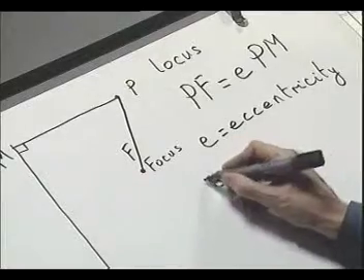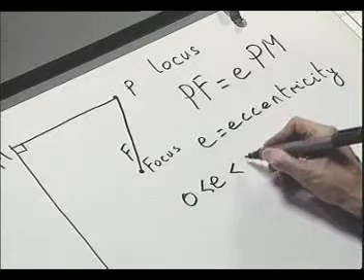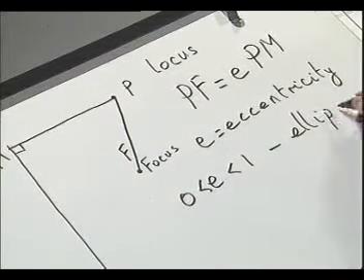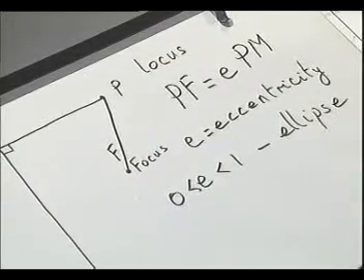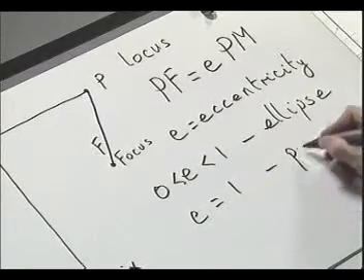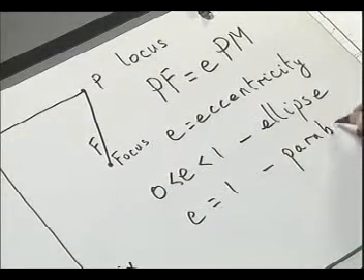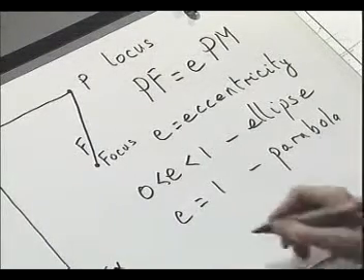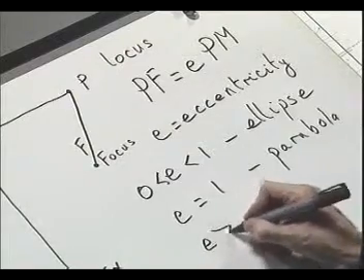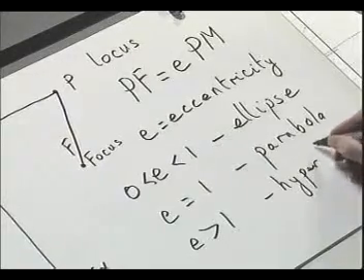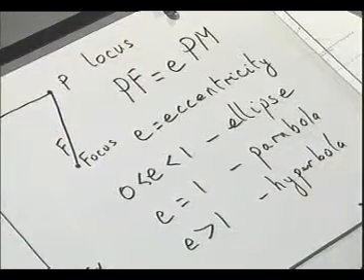So, if E is between 0 and 1, the curve that we get is the closed curve, the ellipse. If E is equal to 1, the curve that we get is the parabola, the open curve, but with a single branch. And if E is greater than 1, the curve that we get is the hyperbola. Remember, that was the open curve with the 2 branches.